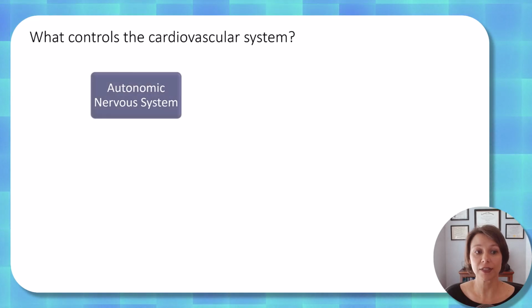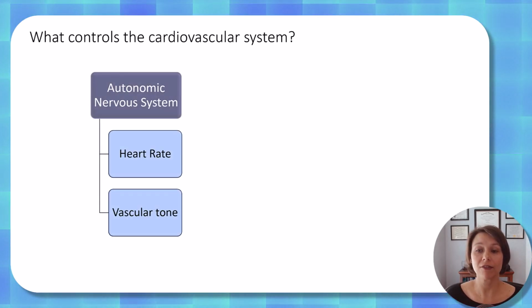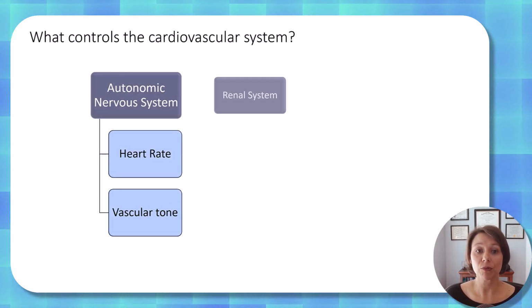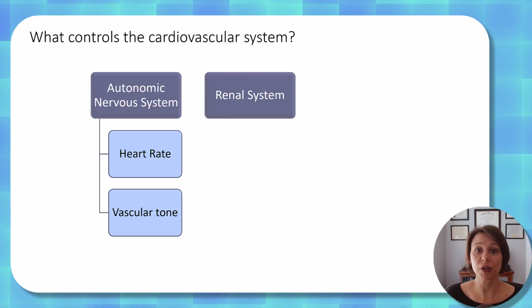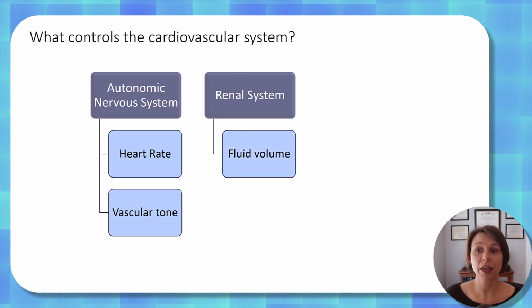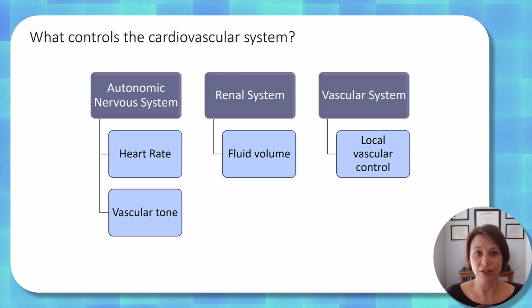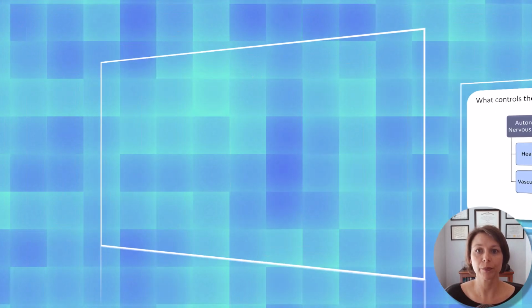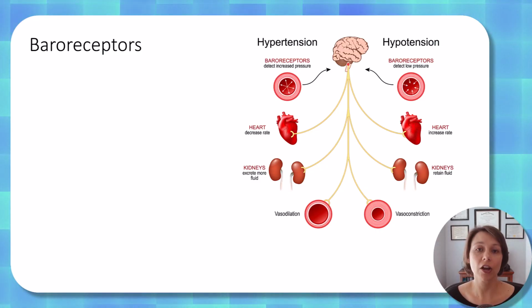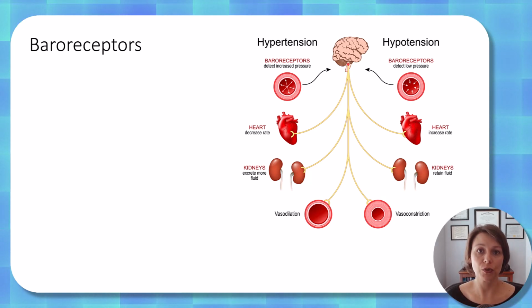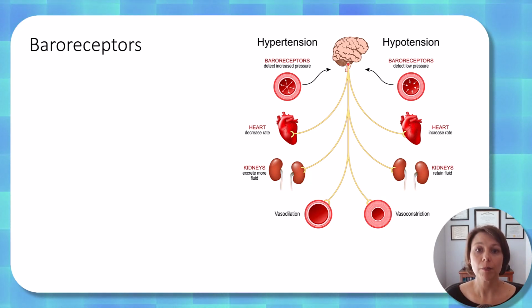First, the autonomic nervous system, which controls heart rate and vascular tone. Then we have the renal system that's going to control fluid volume. And then the vascular system, which is going to have more local vascular control over blood flow. One of the ways that the autonomic nervous system controls the blood pressure is by the use of baroreceptors.